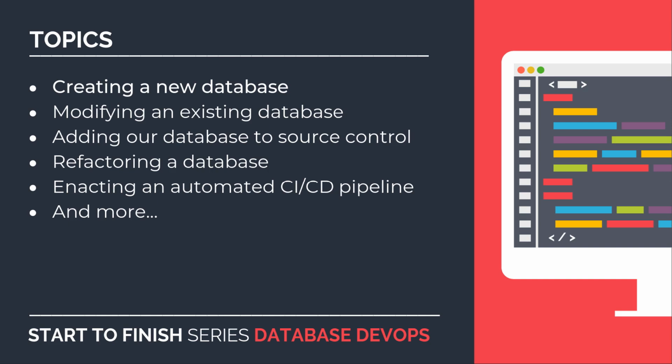We're also going to look at enacting an automated CI/CD pipeline. That's continuous integration and continuous deployment. The idea that we make changes to our database locally, and we say, yes, I want to keep this change, make it a commit in our source control, that it is automatically built and deployed to a development database. So we make sure that the process is working the same way every time.